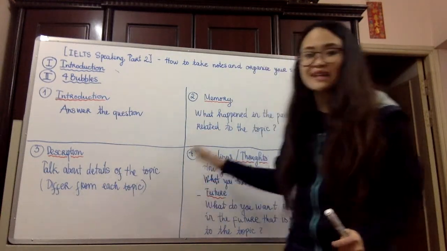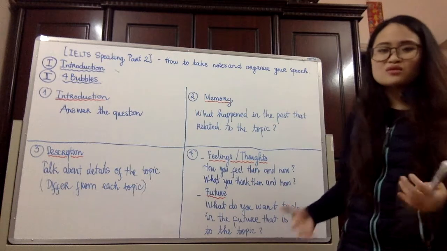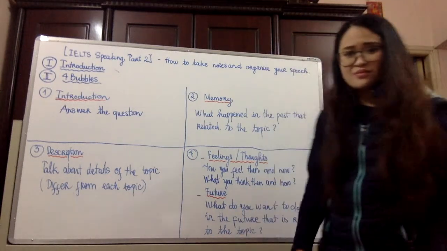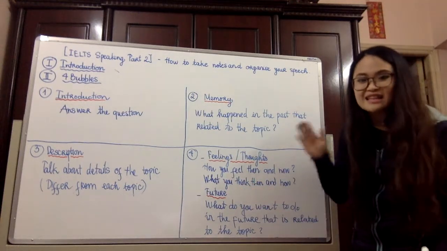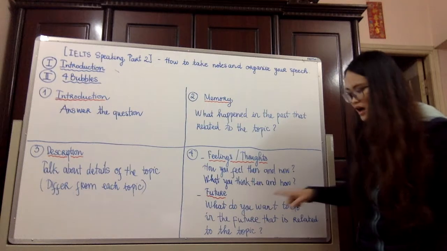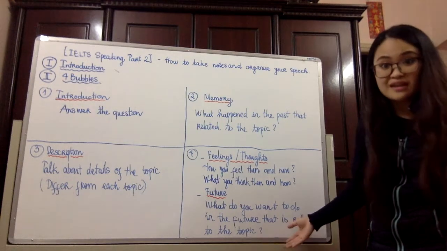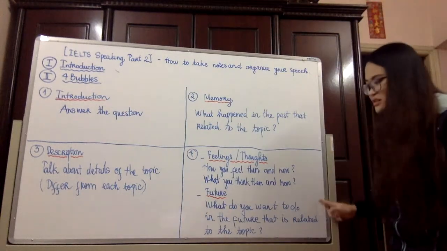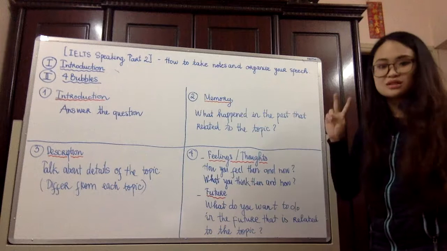After that, we move to feelings and thoughts. You may want to state what you felt and how you feel now, or what you thought and what you think now. In the last part, future, you state what you want to do in the future that is related to the topic. In this part you have two sub ideas, not just one, but two.